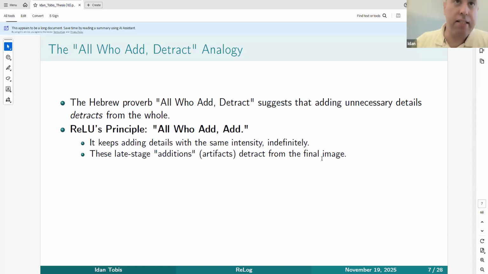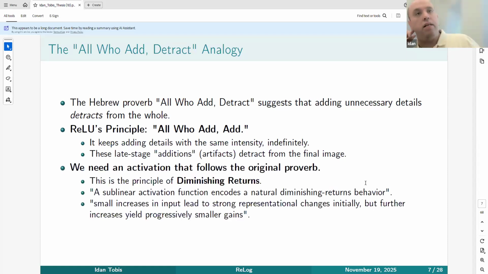So what it does is add more and more late stage artifacts with no limit, and those late additions cause artifacts that detract from the quality of the final image. So what we need is an activation that follows the original proverb, all who add detract. The principle that we want to add is the principle of diminishing returns.